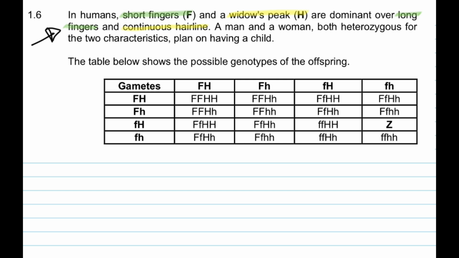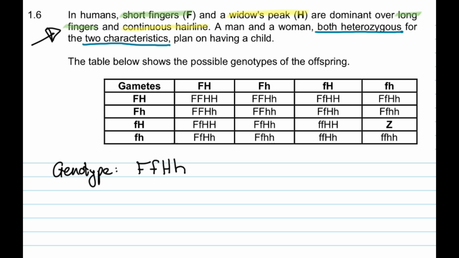Now, what is key here is they say a man and a woman, both heterozygous for the two characteristics. That means that the two parents actually look exactly the same. And if they're heterozygous, that means that for the two characteristics, one will be a small letter and the other one will be a capital letter. So let's have a look. That means that if we look at their genotype, they're going to have a capital F and a small f for the fingers, and they're going to have a capital H and a small h for the hairline. And this will be both of the parents.